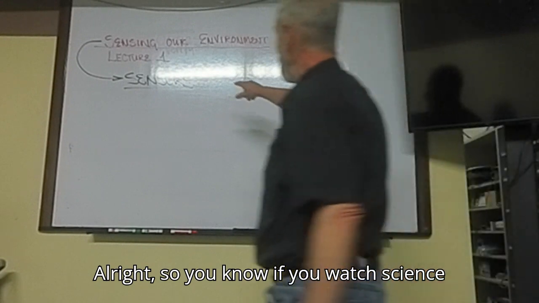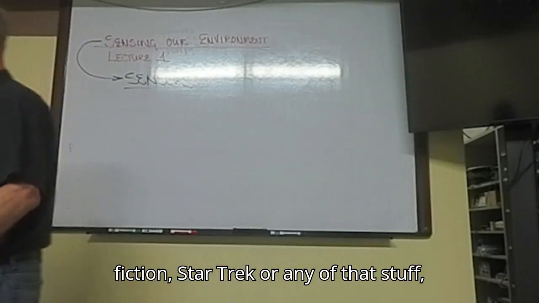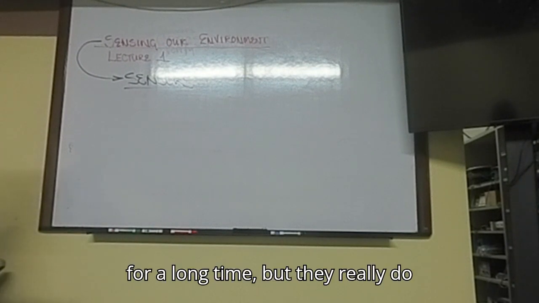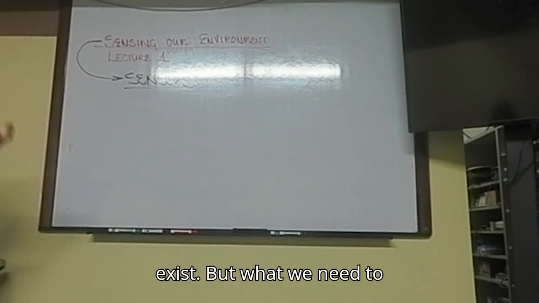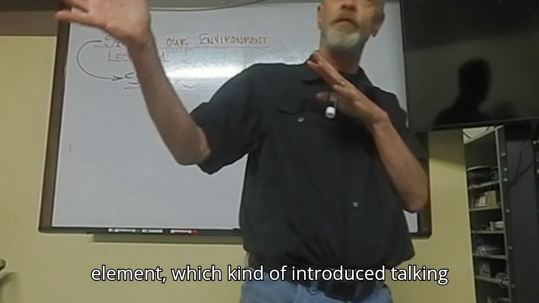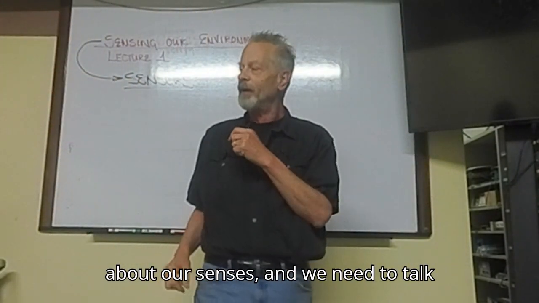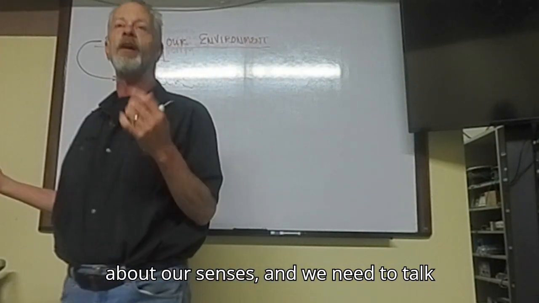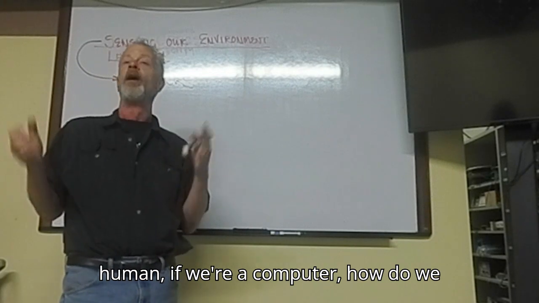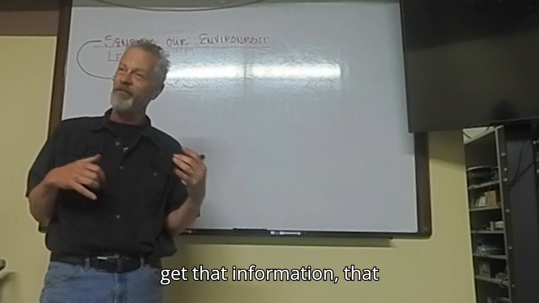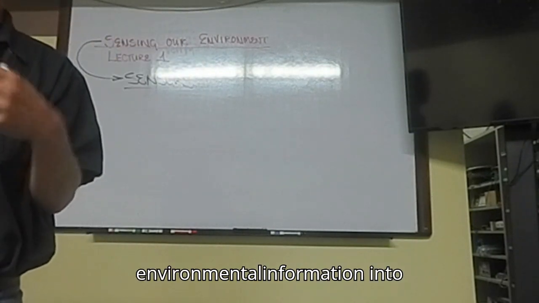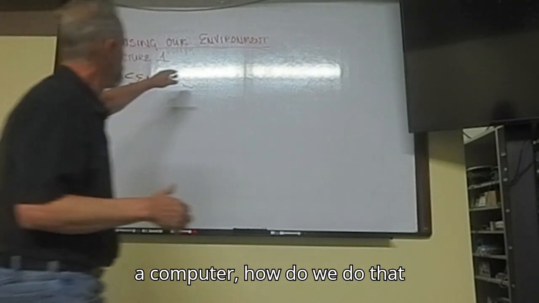All right, so if you watch science fiction, Star Trek or any of that stuff, you're probably familiar with these words for a long time, but they really do exist. But what we need to do is look at the human element, which we've kind of introduced talking about our senses, and we need to talk about how do we do that if we're not human, if we're a computer? How do we get that same type of environmental information into a computer?